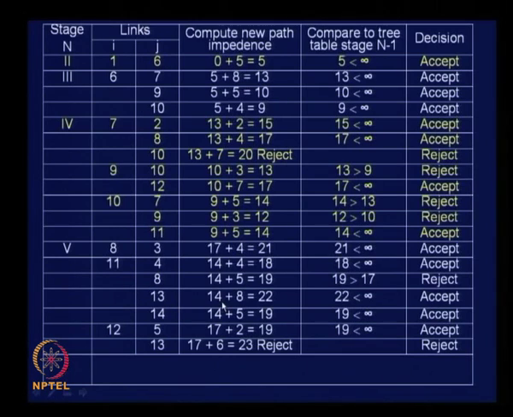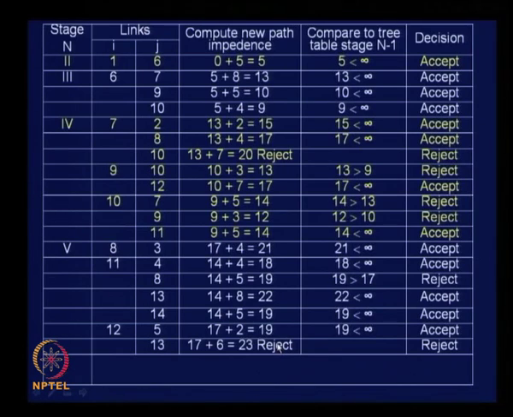Then 11 to 13, 14 plus 8, 22, 22 is less than infinity, so we accept it. And then to reach 14 from 11, 14 plus 5, 19, 19 is less than infinity, we accept. And then to reach 5 from 11, 17 plus 2, 19, less than infinity, we are accepting. These are all new paths. And 12 to 5 is what we saw, is 17 plus 2, 19, less than infinity, we accept. And then 12 to 13, 17 plus 6, 23, we are rejecting.